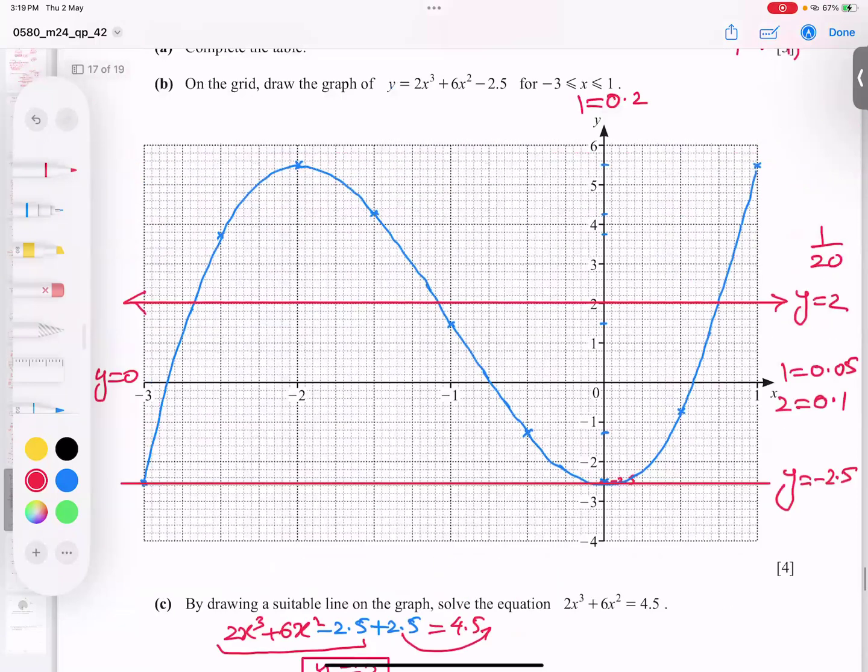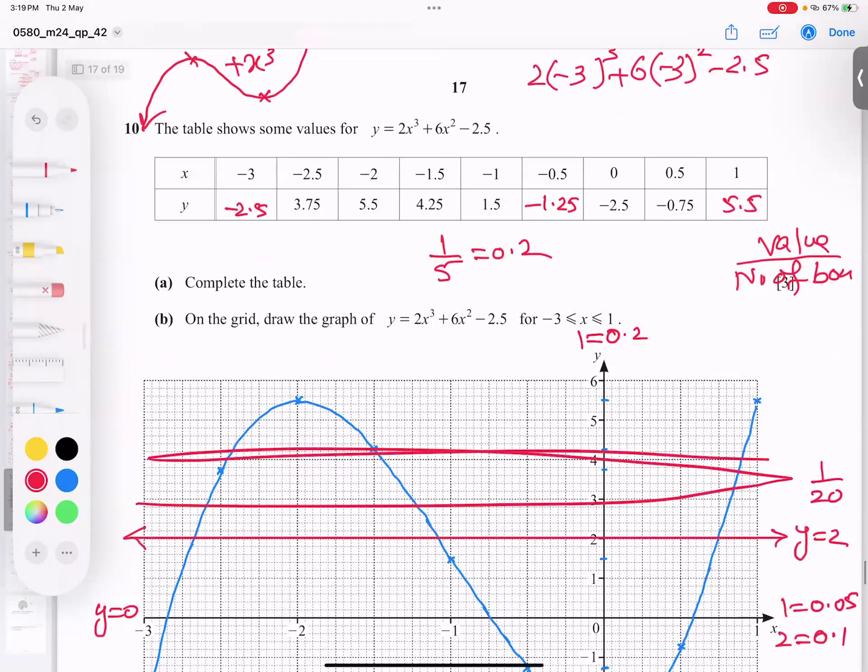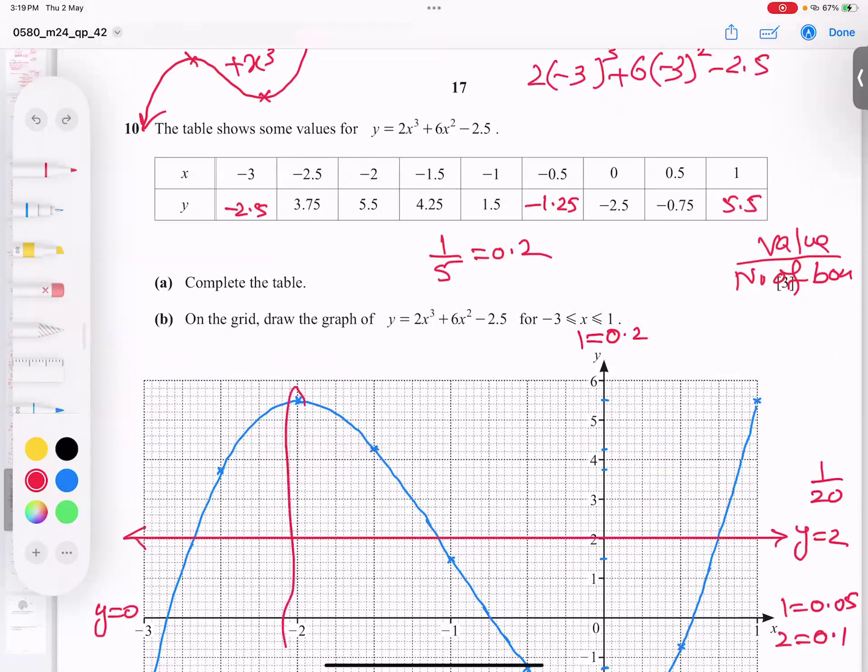Second number, students, here cutting 3 times. But what is this number against minus 2? This is 5.5. It means this value of y is 5.5. So it means that if the line goes through this cut and touch, it passes through 5.5. So it means y equal to 5.5. I think you got the point. This is a k value.